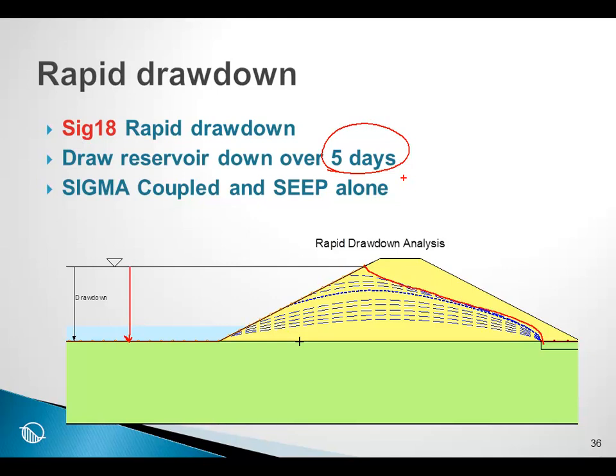I'm going to concentrate in this workshop session on the SIGMA coupled analysis, although in this file there are other analyses for the SEEP only case and for the instantaneous rapid drawdown case. I'm going to concentrate only on the coupled analysis, with the reservoir drawn down over a period of 5 days.